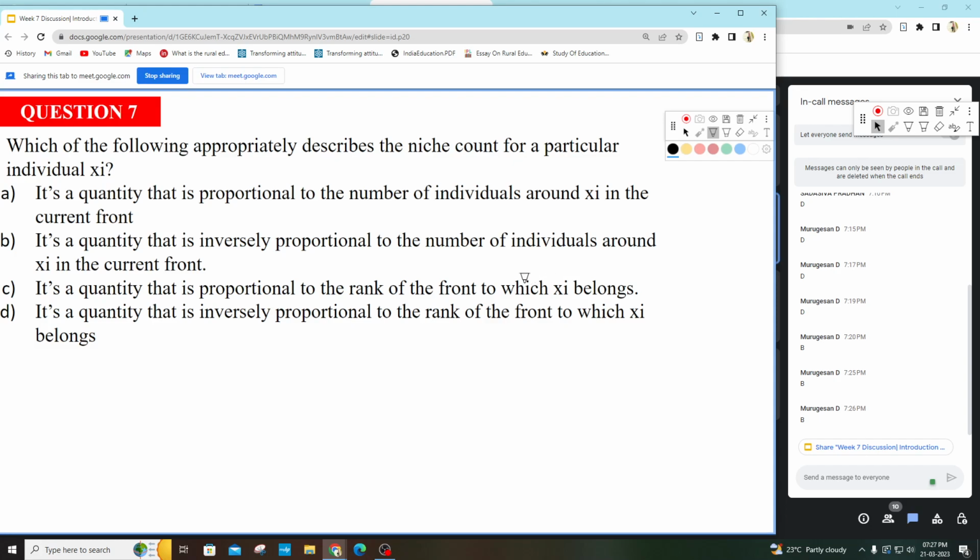Sir, I think option D is correct. Option D. Anyone else with other guesses? Okay, I think B or D. Murugeshan is saying B or D. Okay, so let's check.